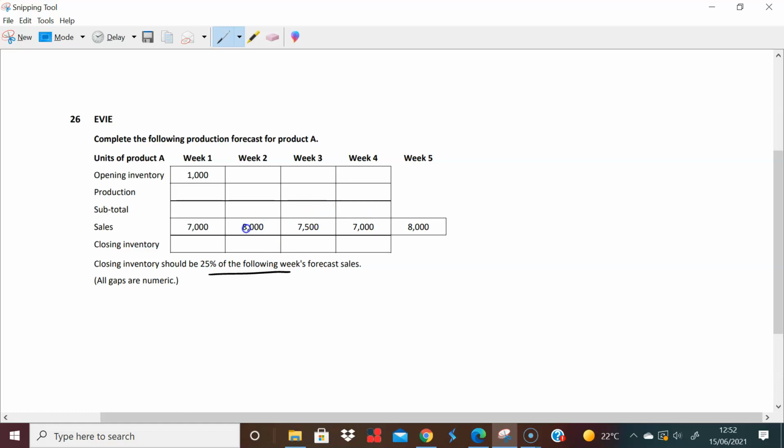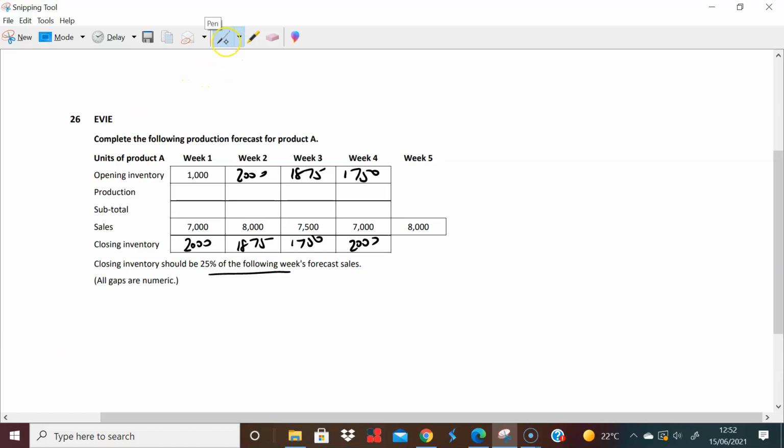So we know that the closing inventory here, 25% of 8,000, is 2,000. And we know that 25% of 7,500 is 1,875. And we know that 25% of 7,000 is 1,750. And the same thing here would be 2,000. And of course, the closing inventory is the opening inventory of the next week.